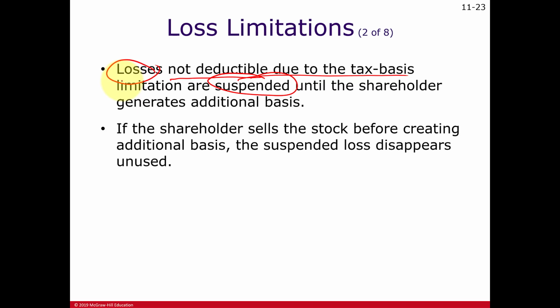Here it says that if the shareholder sells their stock, or possibly, and we'll see in a future slide, the corporation is no longer an S corporation, possibly the suspended losses that weren't used may disappear. We'll see an exception to that, at least a temporary exception to that.